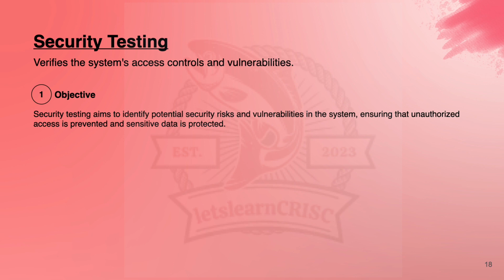Friends, security testing focuses on safeguarding sensitive information such as personal data, financial records, or proprietary business data from unauthorized disclosure or tampering. It assesses the effectiveness of authentication mechanisms, ensuring that users' identities are verified securely and reliably. Friends, authorization controls are examined to ensure that users are granted access only to the resources and functionalities that align with their roles and permissions.